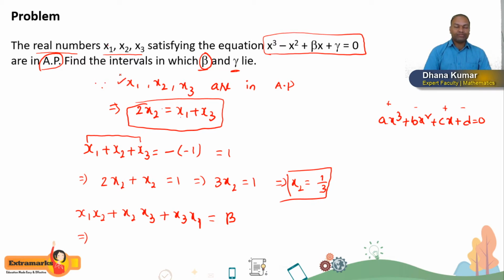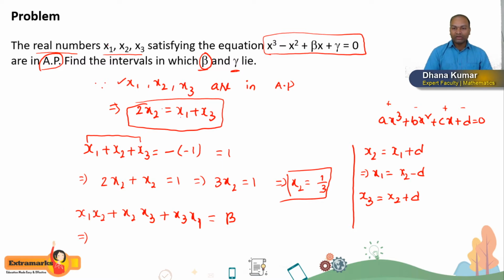According to this AP concept, here x1 is equal to what? In general, any term in an AP is equal to the preceding term plus common difference. Correct or not? Let us say, here you observe this one. x2 can be written as the preceding term, that is x1, plus common difference. I am taking the common difference, say for example d. Using this relation, x1 is x2 minus d. Then coming to x3: x3 is equal to preceding term x2 plus common difference d. Clear?